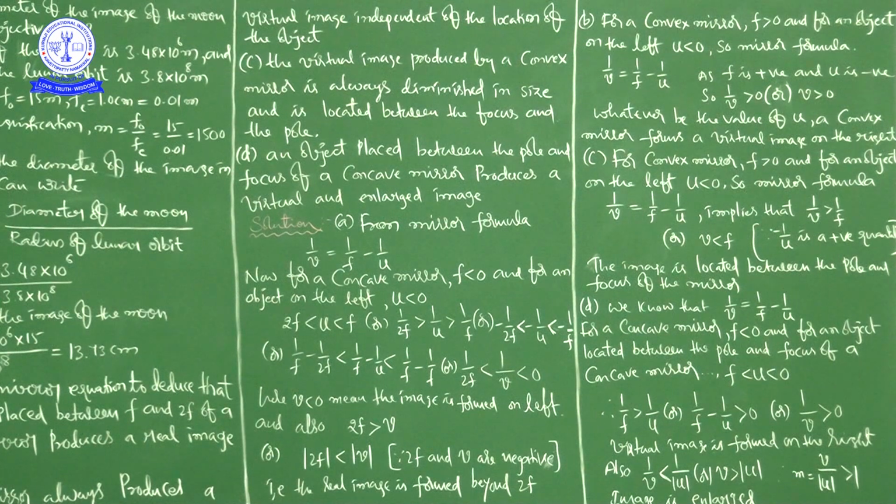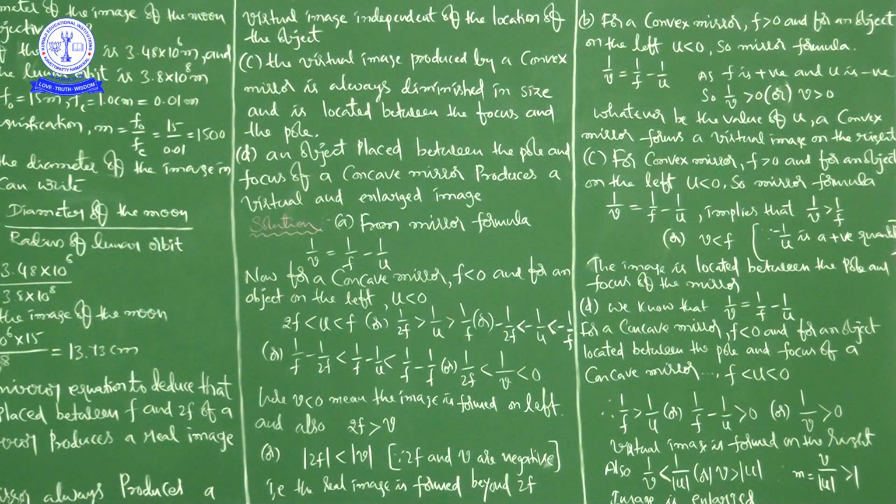And we can also say that the virtual image produced by a convex mirror is always diminished in size and is located between the pole and the focus of the mirror. Okay, so this is about C.